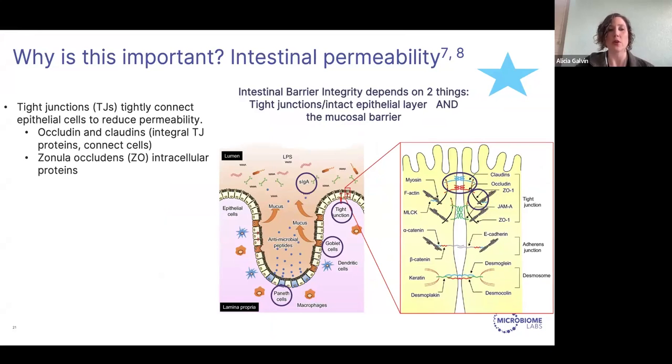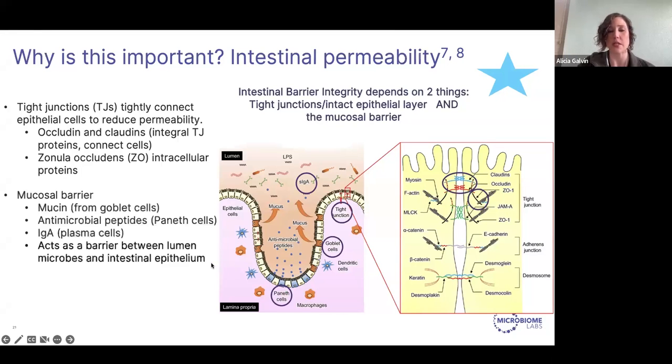But we have the occludin and the claudin integral tight junction proteins, which are connecting the cells together. And then we have the zonula occludens, or the zonulin, that's kind of within those intracellular proteins. And then we have the mucosal barrier, which again is made up of the mucin. So we have this mucus production, we have the antimicrobial peptides, we have the IgA, and then we have the tight junctions.